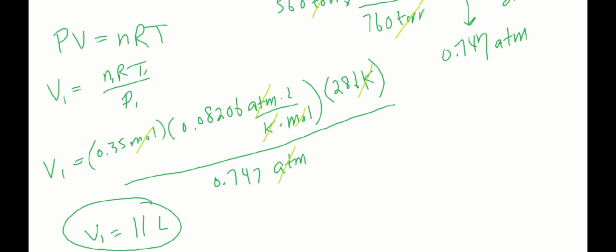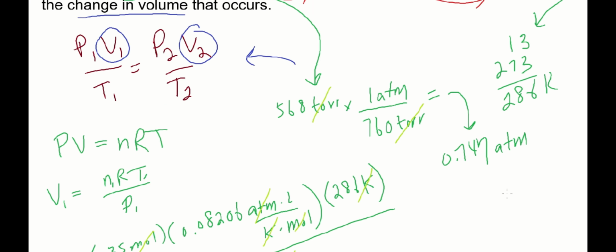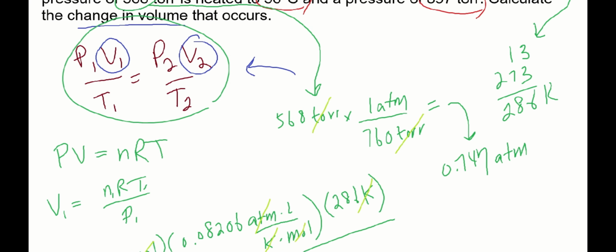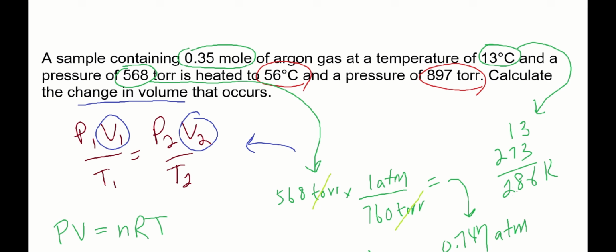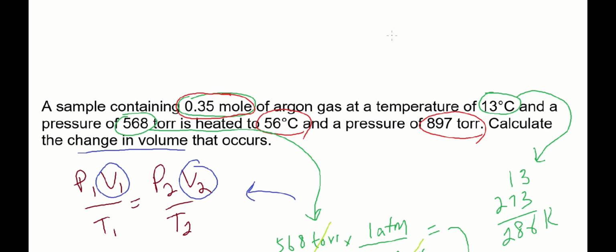Now let's do the same for the final volume. Now at this point, you could use that 11 liters and go back to your combined gas law, and now you can use that. But let's just do the same thing for the final volume. So I'll do that in red now. Number of moles hasn't changed, but the other two variables, the temperature and the pressure, have. Let's do our conversions first.